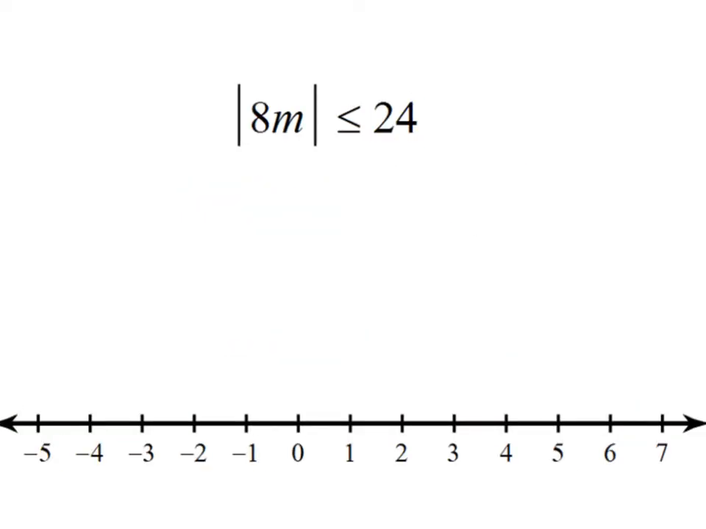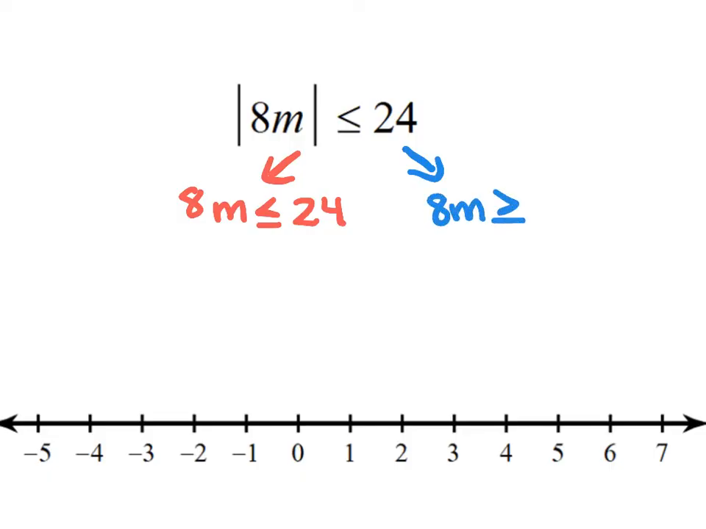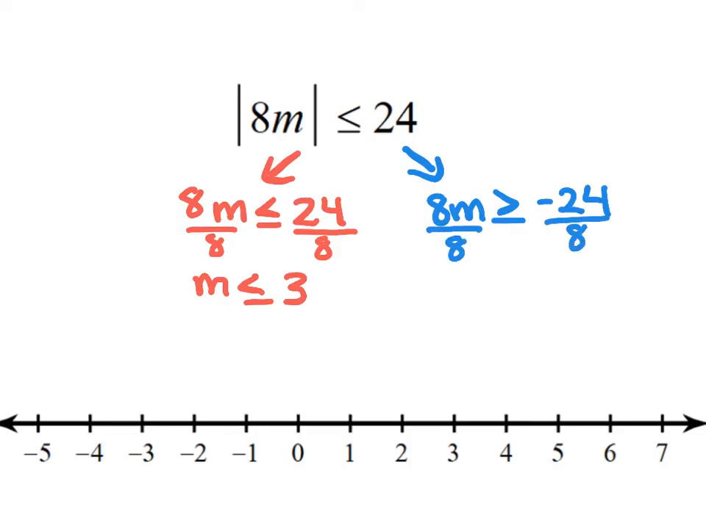For our next inequality, we're again going to write our two separate inequalities. So we'll have 8m is less than or equal to 24, and 8m, we flip the sign so it's greater than or equal to, and make the 24 negative. Now if we solve them separately, we're going to divide both sides by 8. So we'll have m is less than or equal to 3. Divide both sides by 8 for the other one. So we'll have m is greater than or equal to -3.